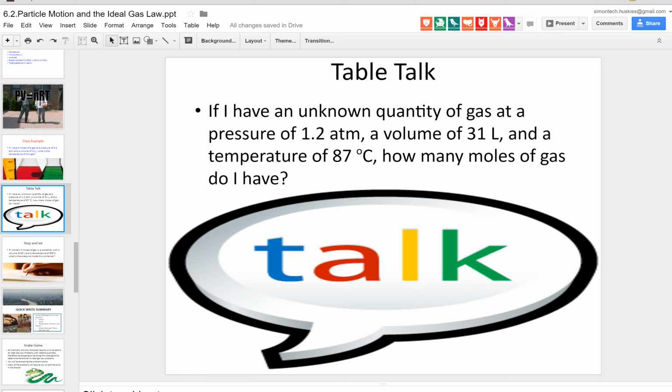All right, so check it out. If I have an unknown quantity of gas at a pressure of 1.2 atm, a volume of 31 liters, and a temperature of 87 degrees Celsius, how many moles of gas do I have?